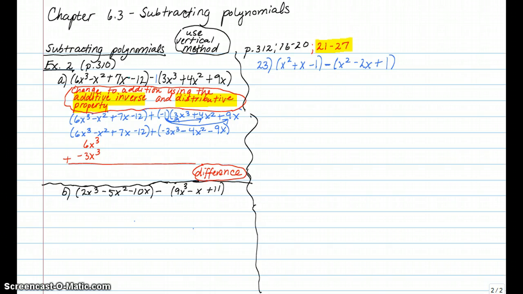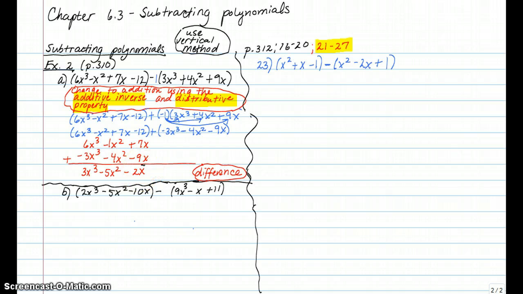6x cubed and negative 3x cubed is 3x cubed. Now our second term is negative x squared. So minus x squared, and over in the second expression there's a minus 4x squared. And I'm going to make that negative 1x squared. So negative 1x squared, negative 4x squared is minus 5x squared. Then we have a 7x right here, and then a 9x over here. So plus 7x minus 9x. Positive 7x, negative 9x leaves us with minus 2x.